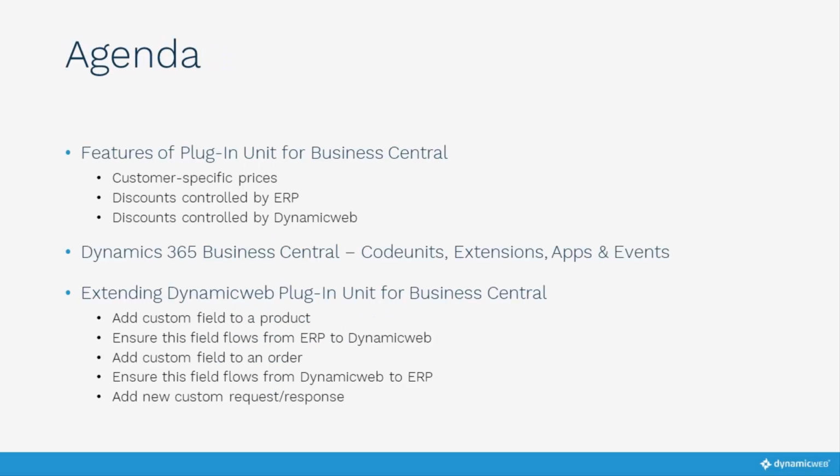In this session, I'm going to show you some key features of the plugin unit for Business Central. It's going to be focused on customer-specific prices, discounts controlled by Business Central, but also discounts controlled by Dynamicweb. Of course, there are more features, but those you can always look up in other places. These are just the ones that I've selected for this session.